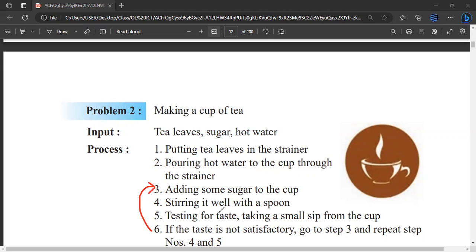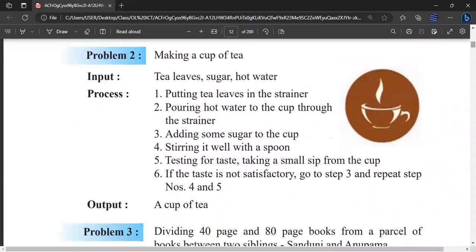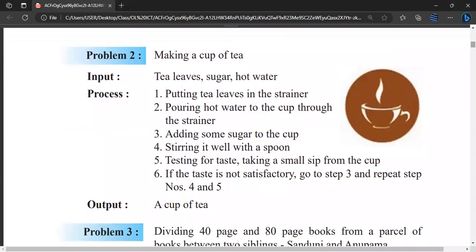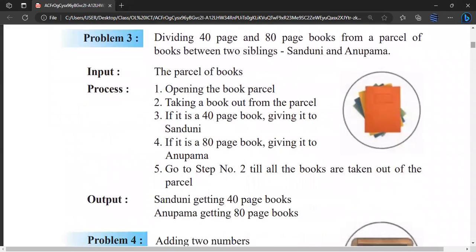Sometimes the taste may not be satisfactory due to a low amount of sugar. So you can add some sugar by going to step number 3 and repeat 4 and 5 as well, right? So that's the process. Then output is a cup of tea. So here also, when you are analyzing a problem, it's very important to identify the input, process and output separately, right? Okay, fine.